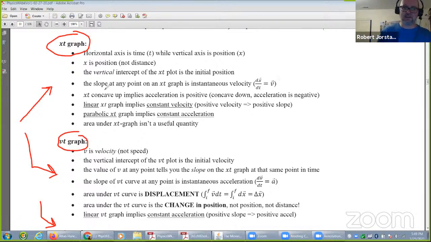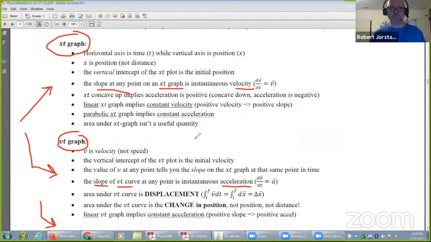In particular, the slope on an x-t graph is velocity, whereas the slope on a v-t plot is acceleration. I see this every year where some student does all the right thinking, but picks the wrong type of graph and misses every single answer.